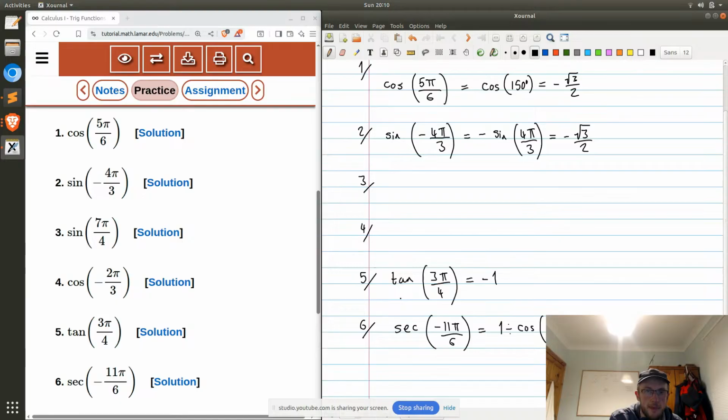Okay, so sine of 7 pi over 4. Well, that's pi and 3/4 of pi. So it's 45 before the full 360. So it'd be negative root 2 over 2.